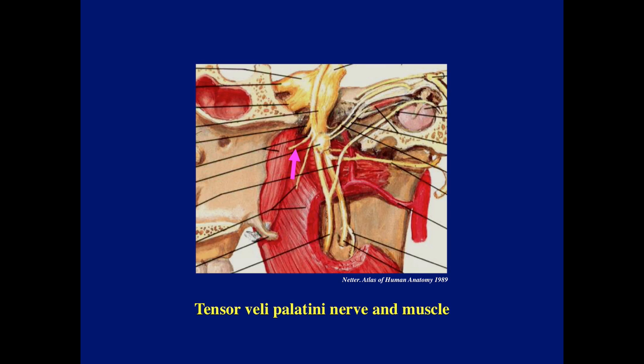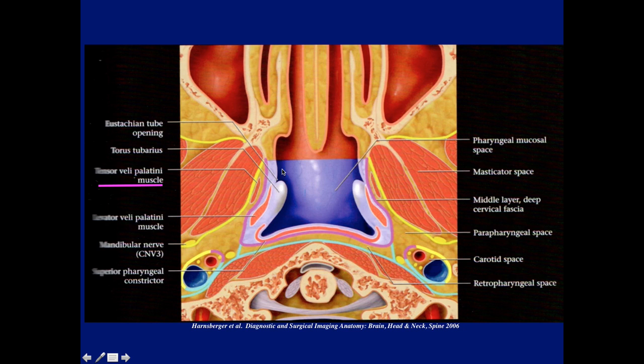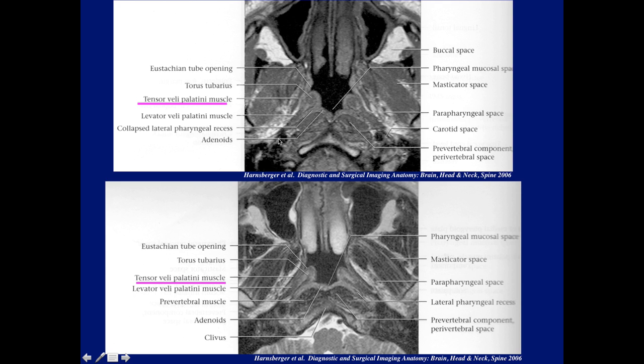But this is different. The tensor veli palatini nerve has not been identified, but the muscle can be identified on MR, although it's a very small muscle. It looks big here. If we look at this diagram, we can see the tensor veli palatini muscle. It's a very little strip sitting lateral to the torus tubarius. And if we look at these pictures, this is the tensor veli palatini muscle, again lateral to the torus, and here it is on a T2 image.